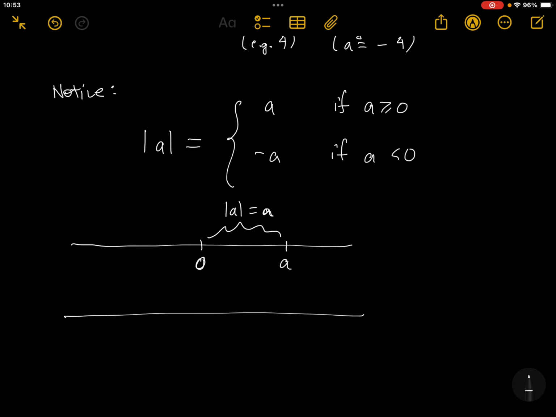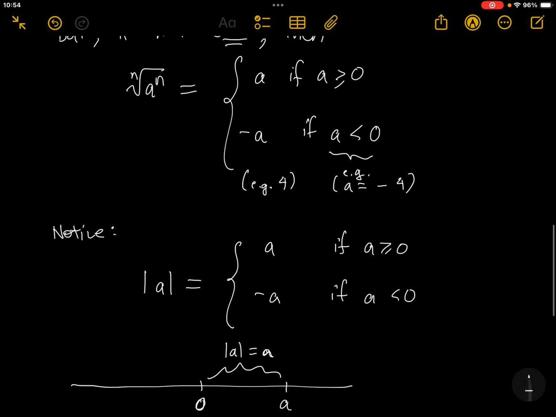On the other hand, if a is negative, then this distance, which is the absolute value of a, is equal to -1 times a. So for instance, if a was -4, then the distance from -4 to 0 is +4.